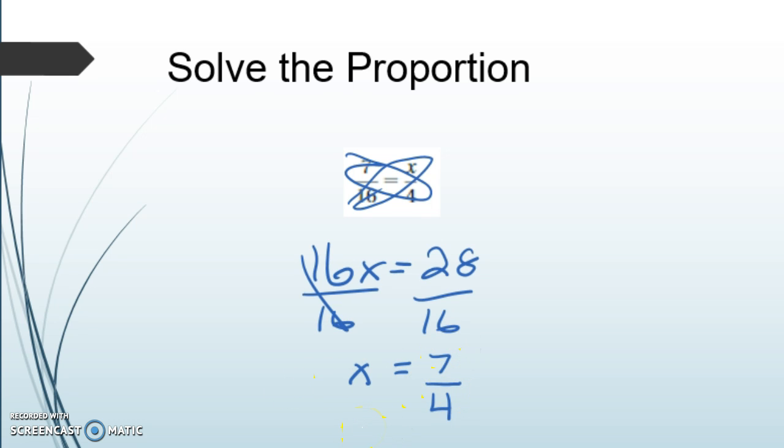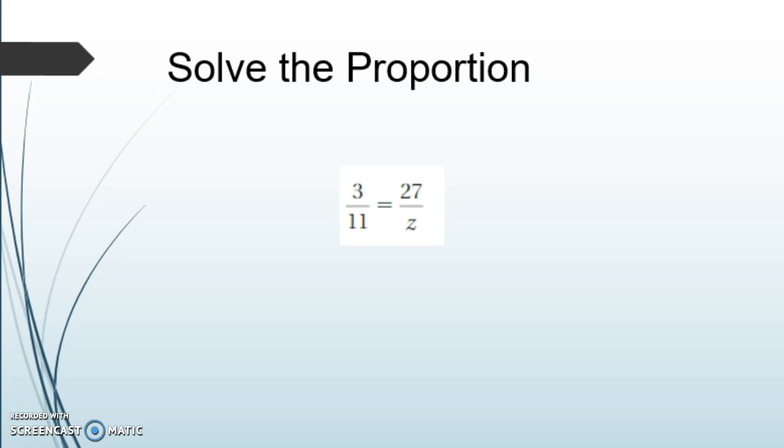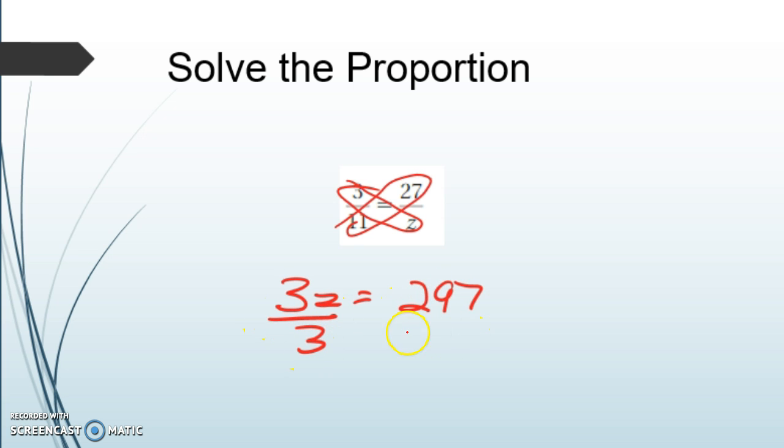All right. So our next one, same steps again. 11 times 27 and 3 times z. 3 times z is 3z. 11 times 27 is 297. Divide by 3. Divide by 3. Z is equal to 99.